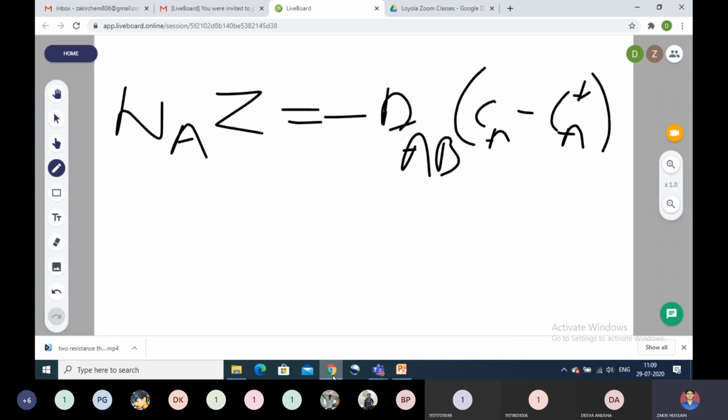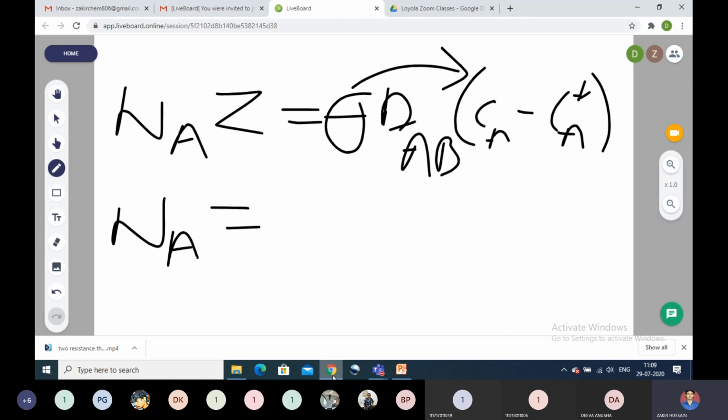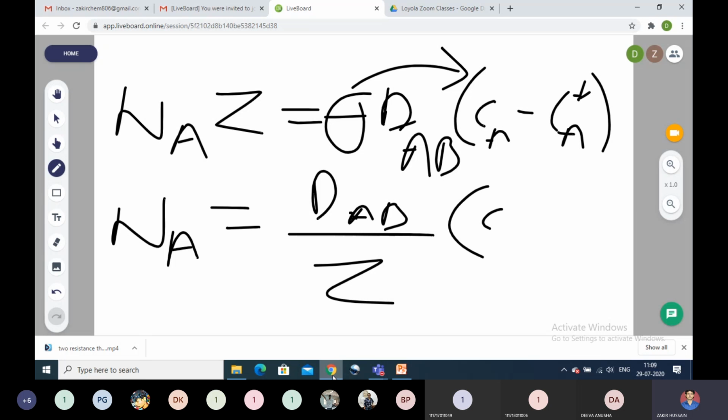So then, in order here, the minus is there. So this minus we can multiply within the bracket. So we can obtain Na is equal to DAB by z. We are sending that z to the RHS side. So DAB by z into Ca. Because of the minus, we are interchanging the variables: Ca star minus Ca.